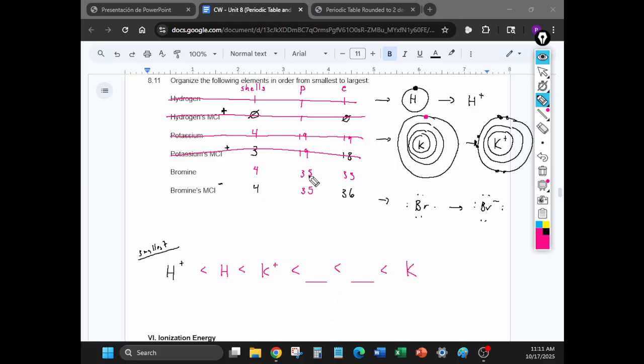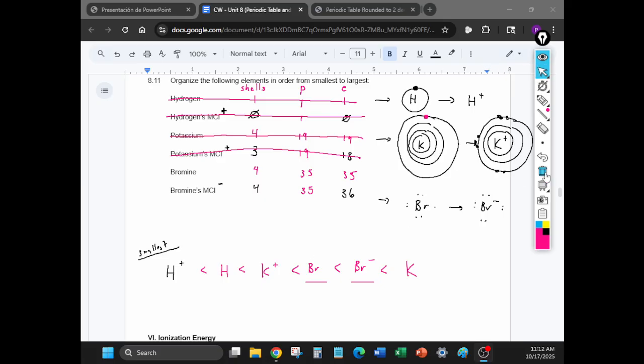Br and Br minus have the same number of protons, so we got to look at the electrons. Now, we said that for electrons, the more electrons it has, does it get bigger or smaller? Bigger, yeah, because the electrons push each other away. That means Br minus is going to be bigger than Br, and that is our ranking. A little bit tricky, right, with the ions, but just keep that in mind. Always find the shells, protons, and electrons, and you should be good.